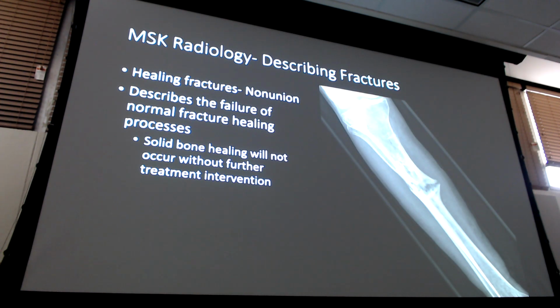Here's your non-union. This is healed in the aspect to where I healed it into 2 separate bones. It's non-union. How do I know it's non-union? Well, based off of this picture, I don't. But if this fracture happened, say, 8 months ago, 10 months ago, 12 months ago, and this is still the picture I have, that's a non-union.